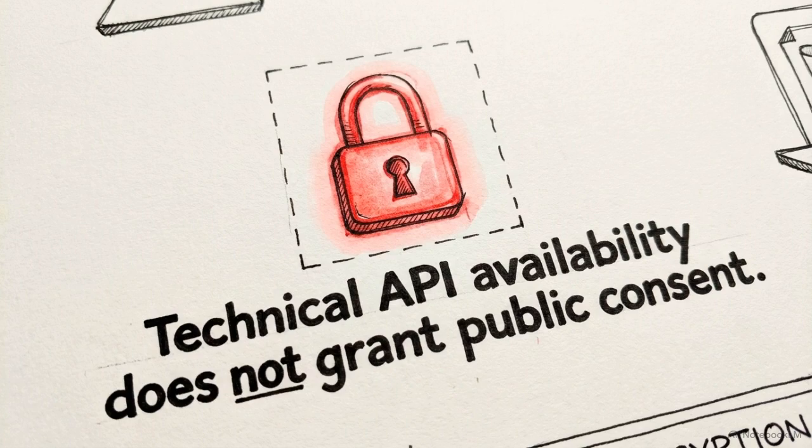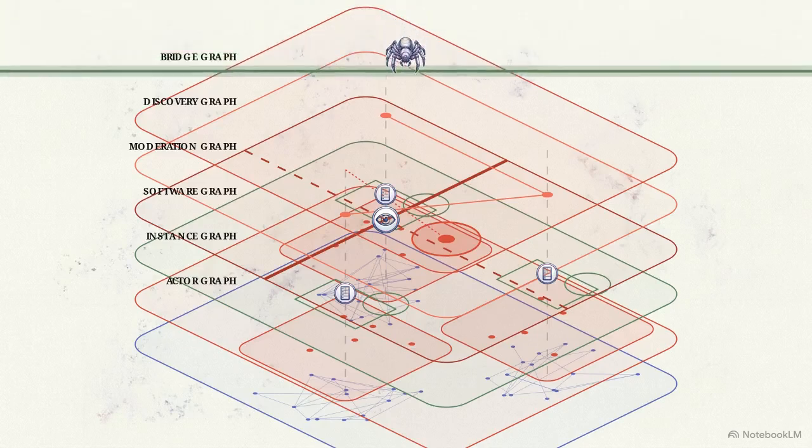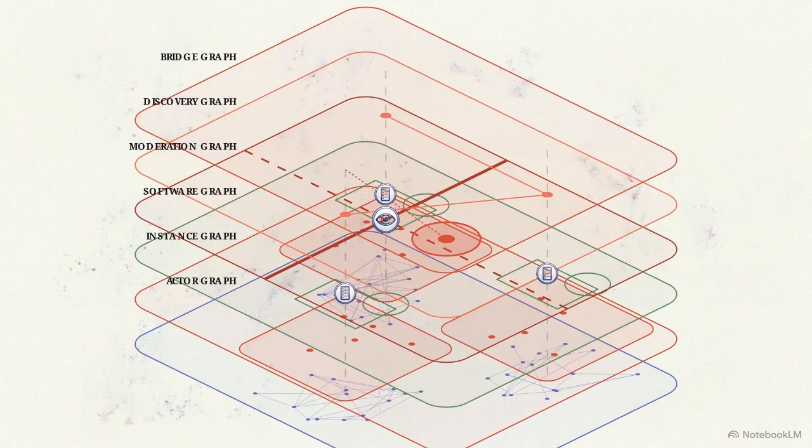Technical API availability does not grant public consent. Scraping the Fediverse like a flat dataset is a violation of its actual architecture.